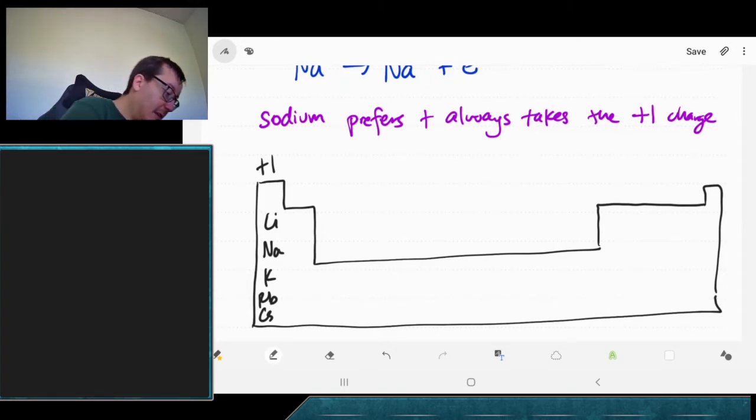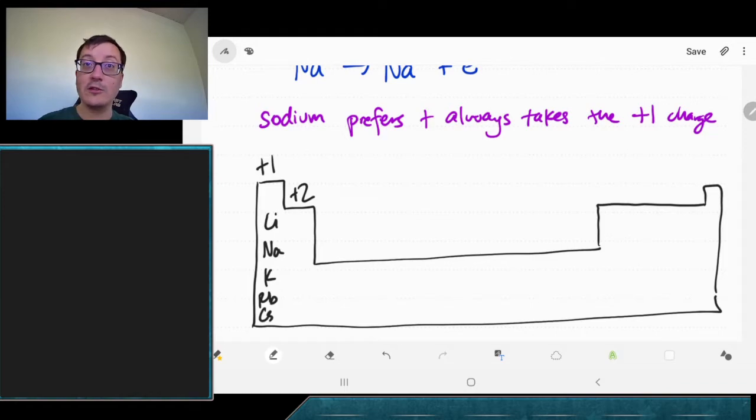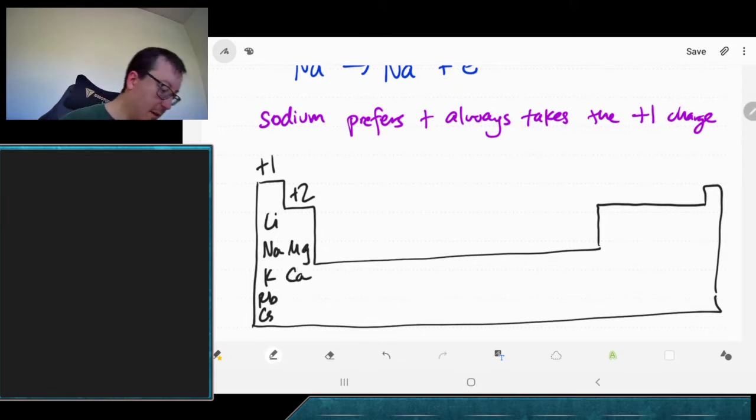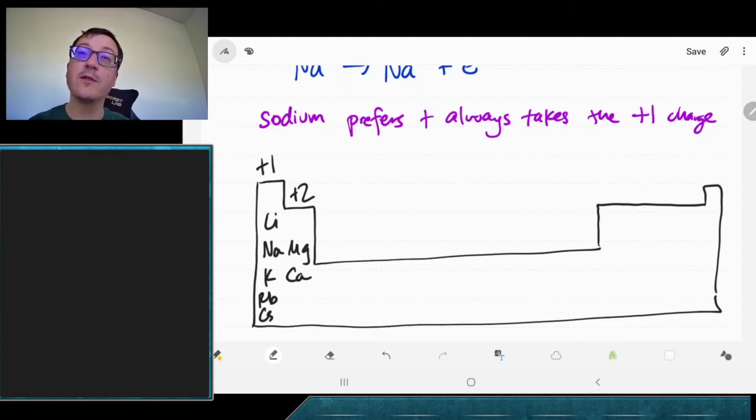And we're going to be able to predict that things in the second column will also lose their 2 electrons now to try and become a noble gas. So something like magnesium or calcium, those will always form +2 ions.